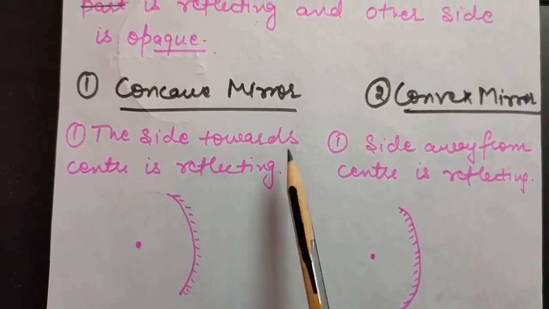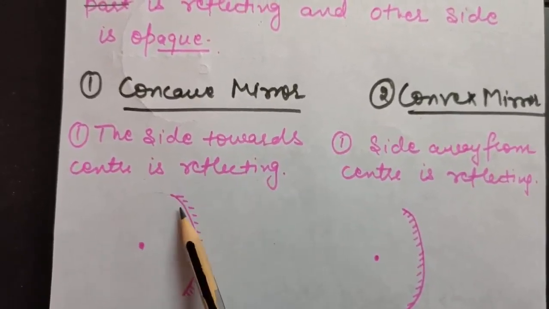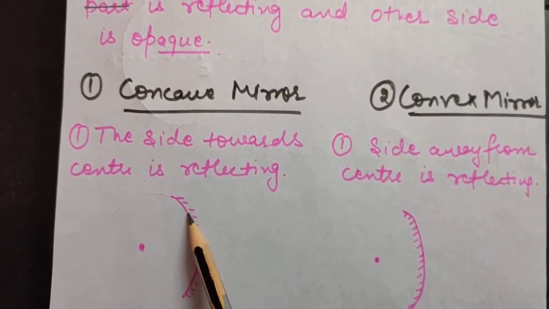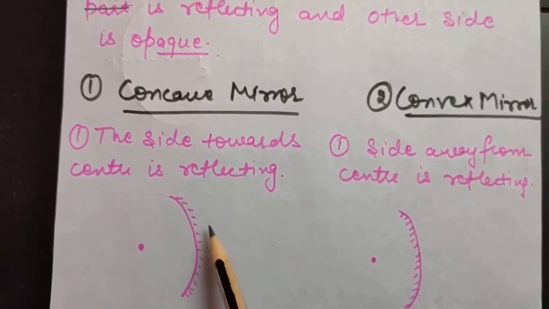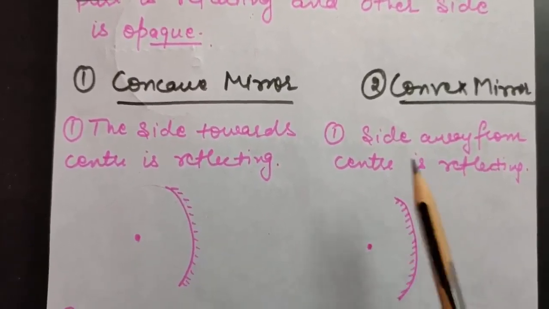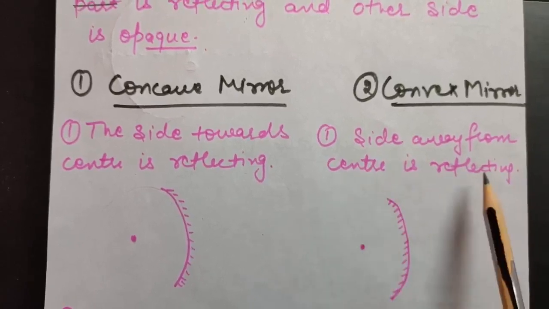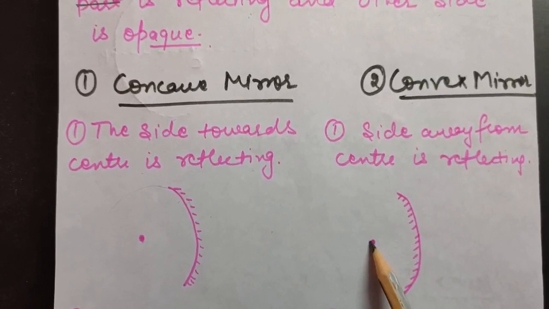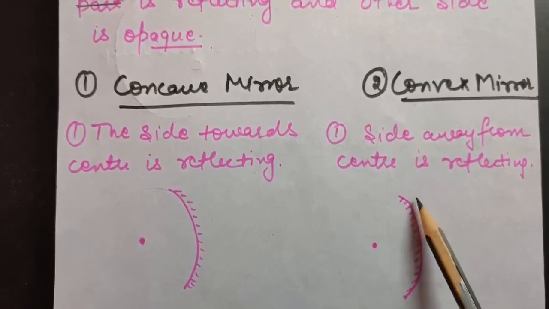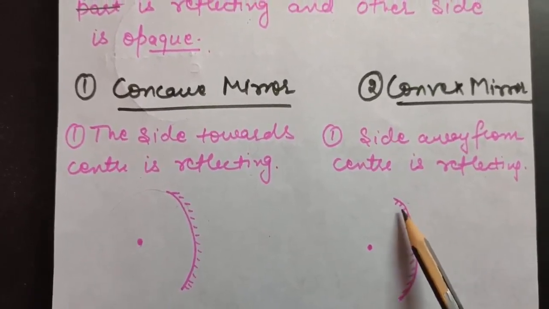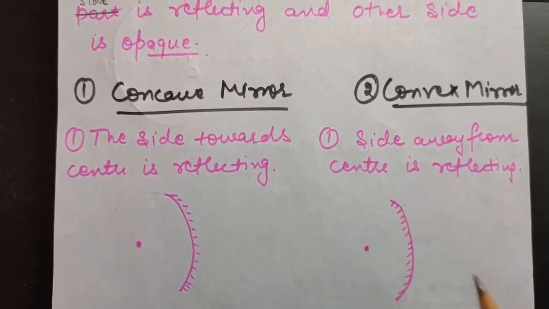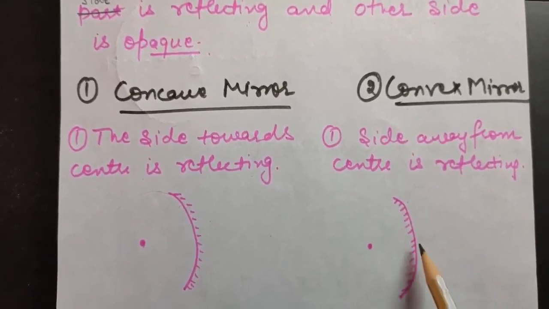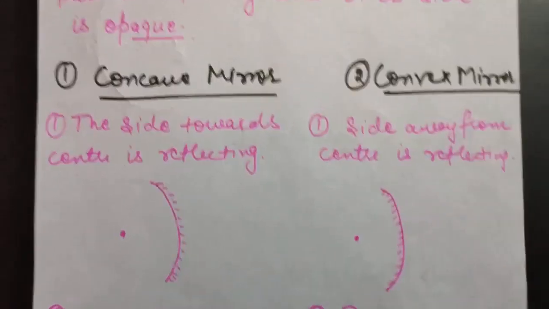Now if its side towards the center is reflecting, that is this side is reflecting and this side is opaque, then this is called a concave mirror. And if the side away from the center is reflecting, then that is called a convex mirror. That is, again this is the center, but in this case this side is reflecting, that is the outer side, and the inner side is opaque. Therefore this one will now become a convex mirror.